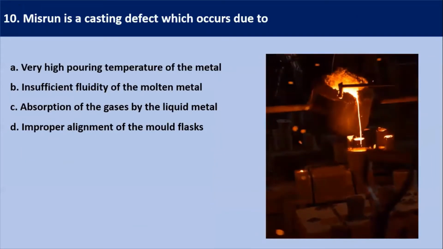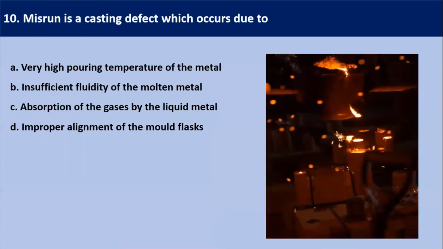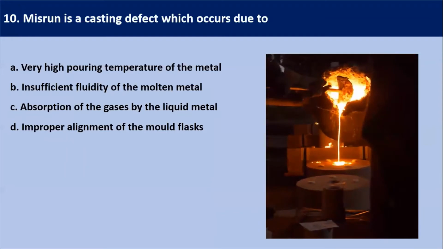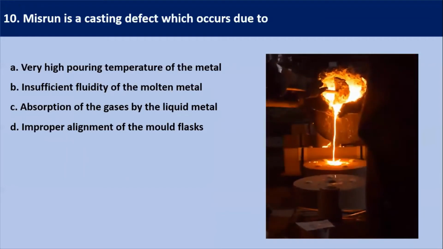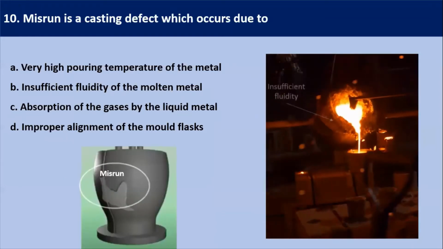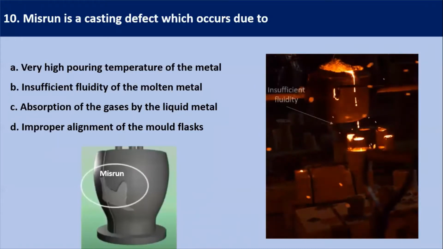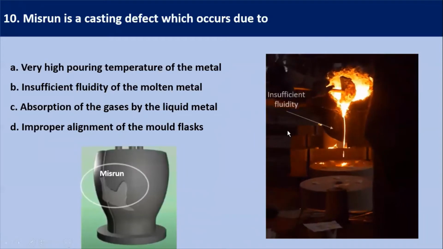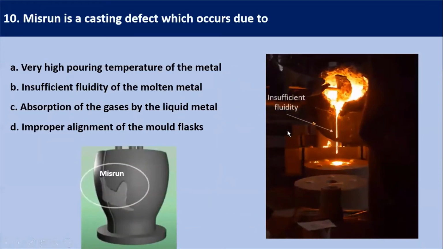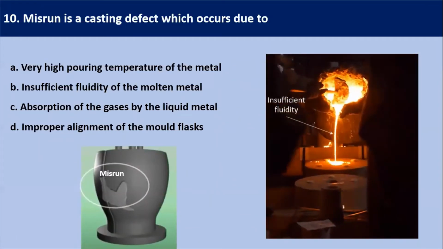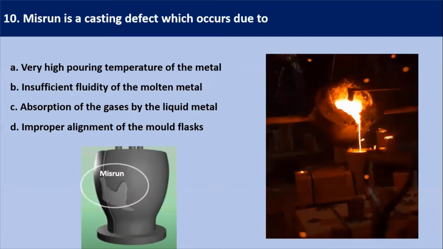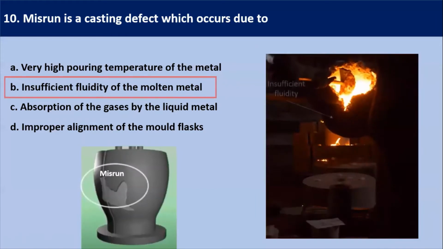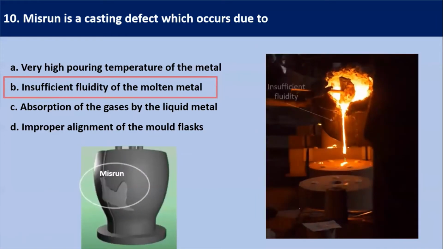Next question. Misrun is a casting defect which occurs due to. You can see in this case I have shown the misrun casting, and this diagram is showing the insufficient fluidity. It means that misrun is a casting defect which occurs due to the insufficient fluidity of the molten metal. Next question.